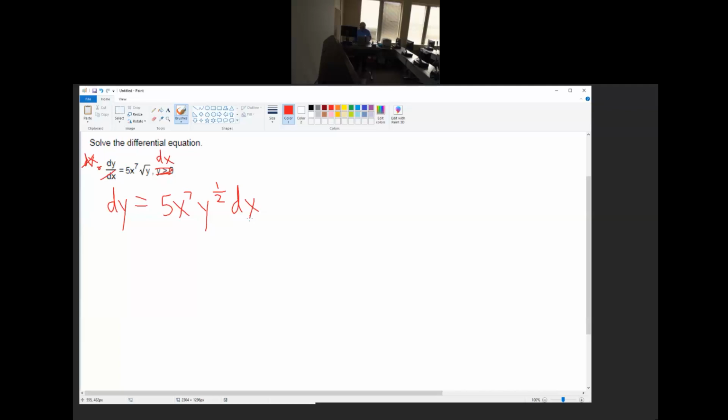Well, we got all the x's together on their side, but there's a y term that we need to move. So to get the y term on the other side with a dy, just divide both sides by y to the 1/2 power.